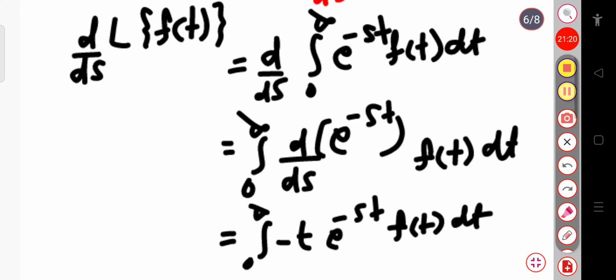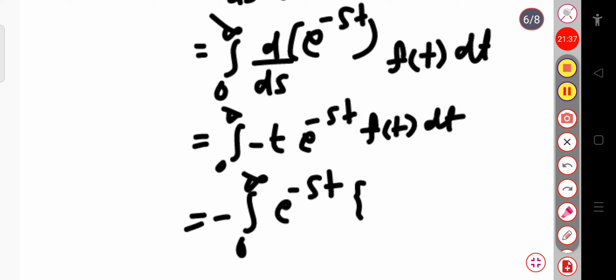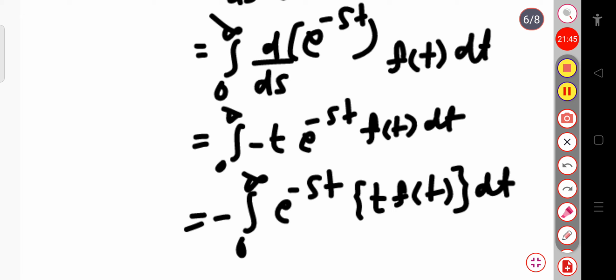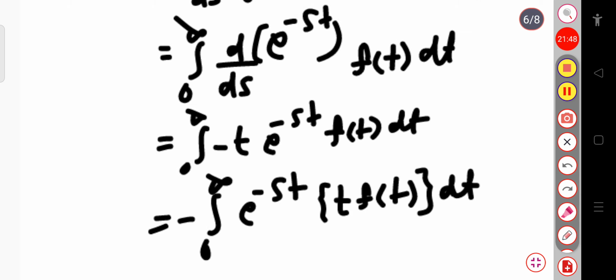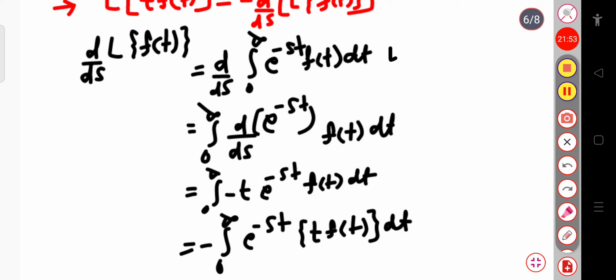So from this expression, if I write in a simple way, suppose this is minus integration over 0 to infinity, e to the power minus st into t into f of t dt. If I write the expression like this, from this you can see the general expression for the Laplace transform. Here I have written the general expression for the Laplace transform: integral from 0 to infinity of e to the power minus st f of t dt.